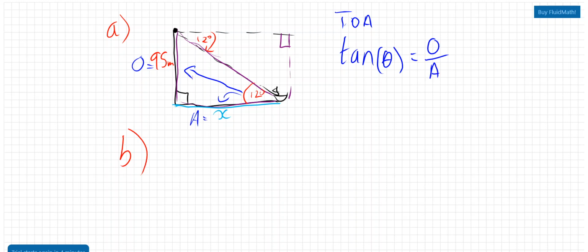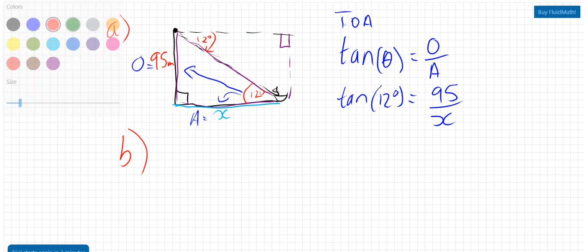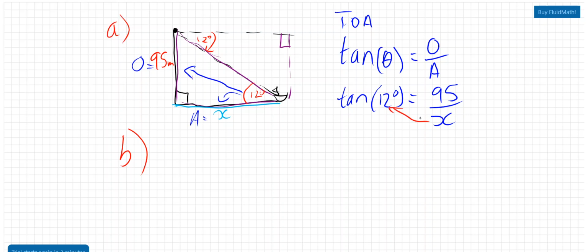And let's put in the values we have. The angle is given to us. The angle is 12 degrees. Tan 12 degrees is equal to opposite, which is 95 over X. And we can see X is on the bottom. Now, to solve this equation, you can multiply X on both sides and then divide. But the shortcut, if you remember, is just switch the tan and the X. Okay, so we end up with X is equal to 95 divided by tan 12 degrees in there.